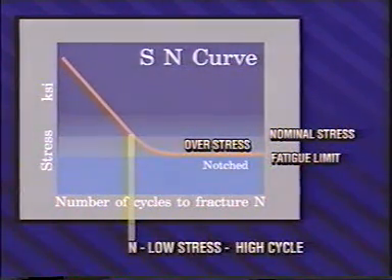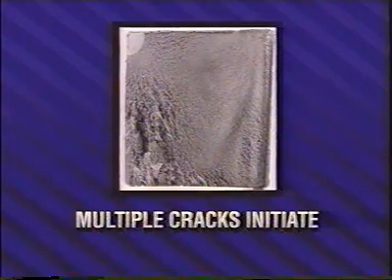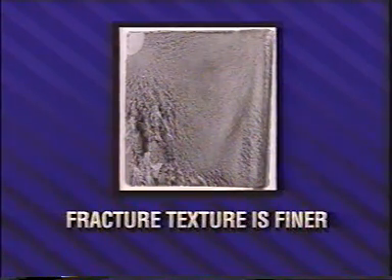Under low overstress, the number of load cycles a component can endure is high. This is called high cycle fatigue. Increasing the magnitude of the nominal stress has the following effects. Fatigue fracture will occur sooner. Initiation of multiple cracks is more likely. The fracture texture is finer.